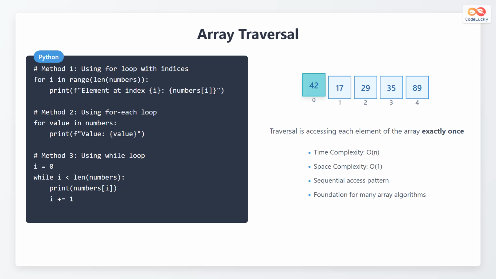For example, if we consider an array containing 42, 17, 29, 35, and 89, traversal involves accessing each element in sequence. The time complexity is O(n), and the space complexity is O(1). Traversal follows a sequential access pattern and is a foundation for many array algorithms.